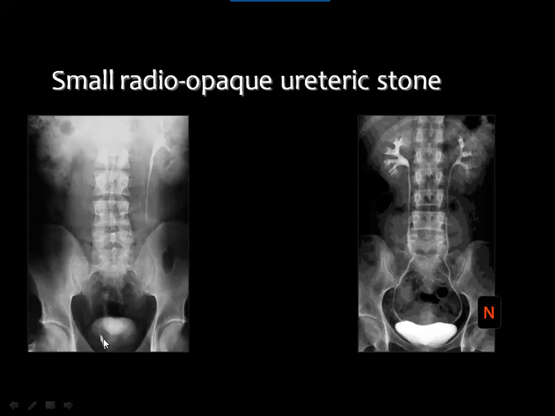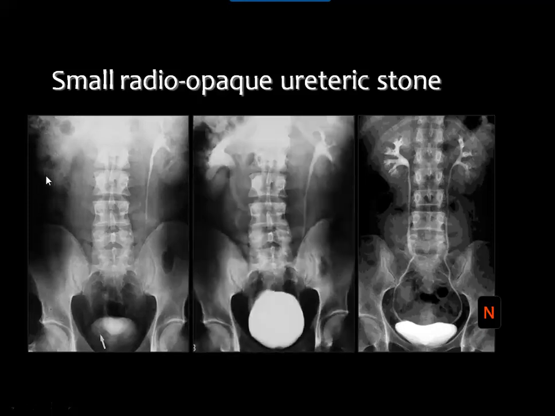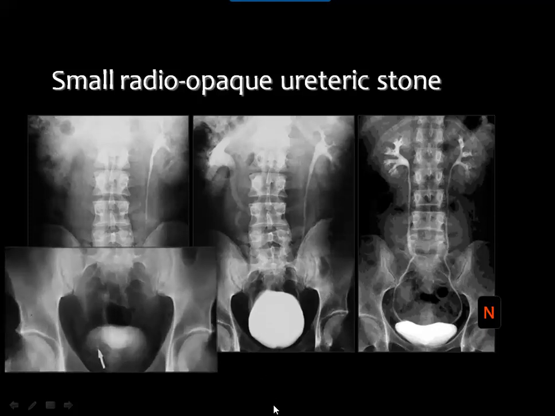In this particular example, you see a very small stone at the terminal part of the right ureter with persistent nephrogram, and if you wait for some time, you see the excretion of contrast within the distended pelvicalyceal system as well as the ureter. But at that time, you are not able to see the stone because it will be masked by the filled or distended urinary bladder. One of the ways is to evacuate the bladder and to look once more for the calculus itself.